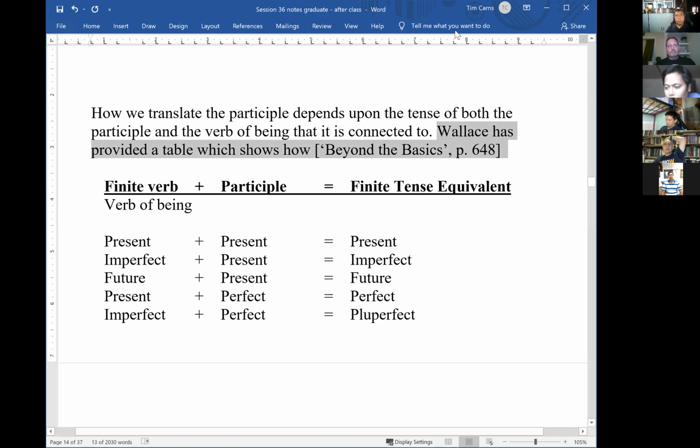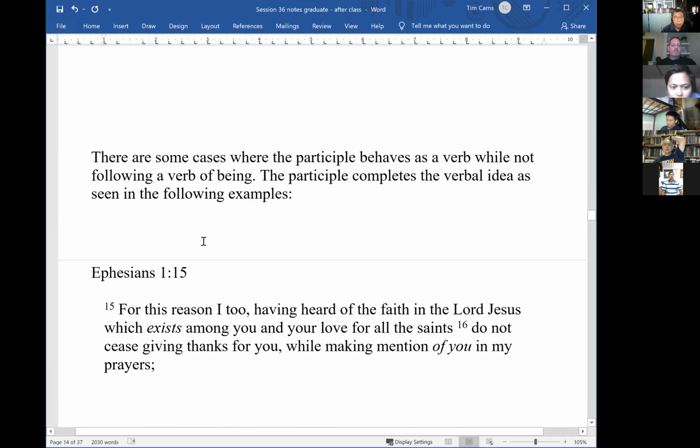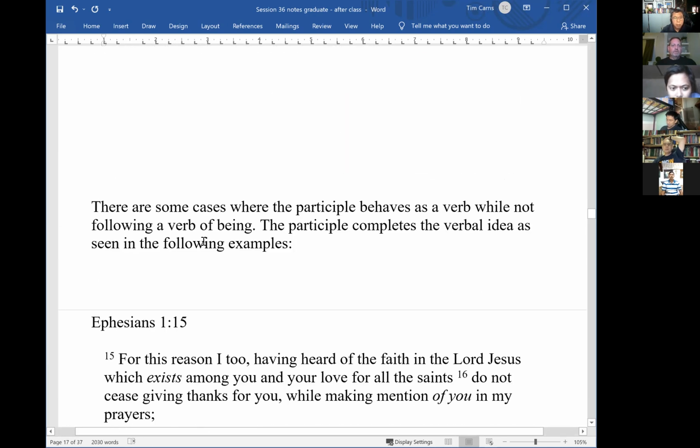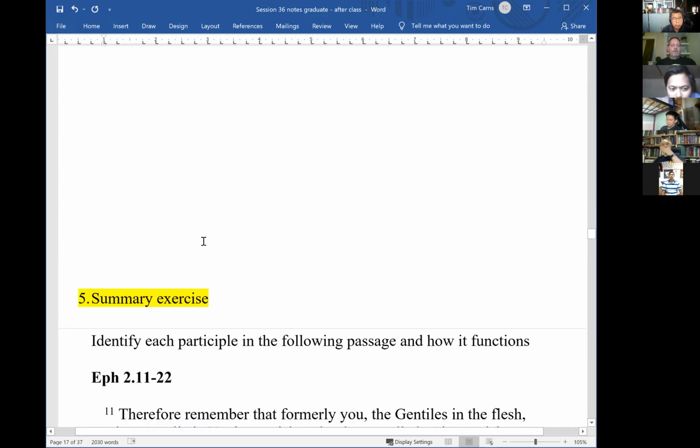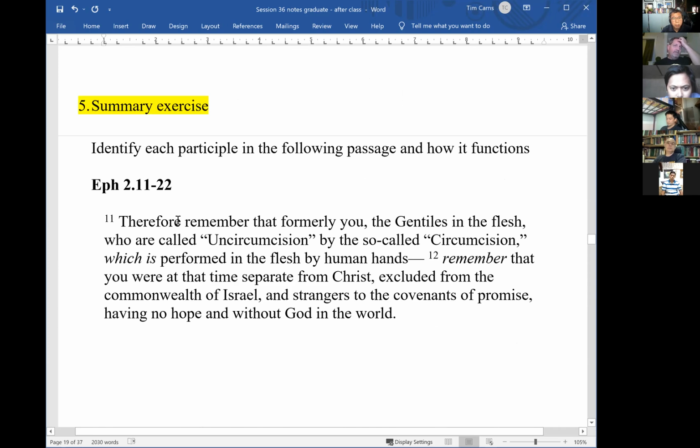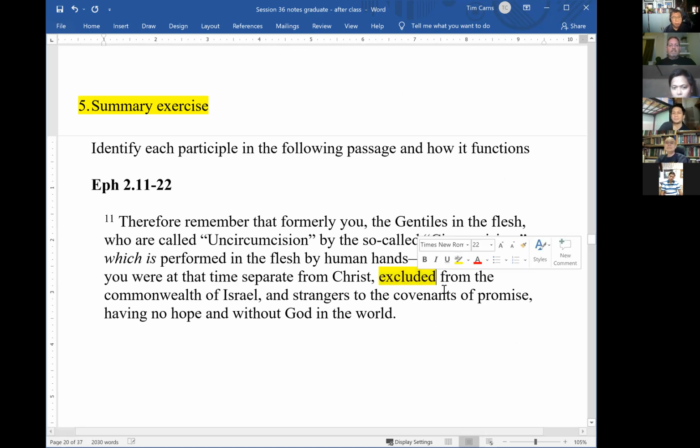All right. So I did have a summary exercise in Ephesians, where I went through Ephesians 2:11 through 22. I'll leave that in your notes, but this passage has a number of participles and all different kinds. For example, "excluded," that's a participle, but it's a periphrastic connected to "were." You were excluded. "Were" is an imperfect. "Excluded" is a perfect. So it's a pluperfect.